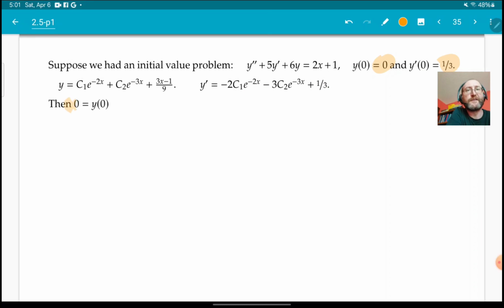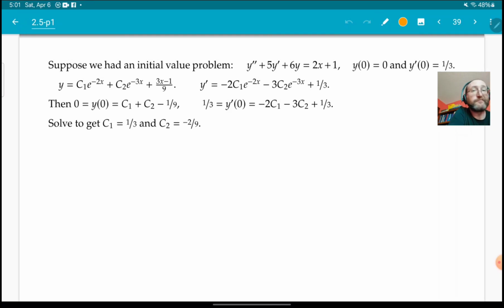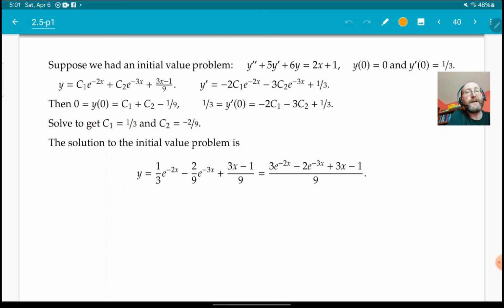So that we have y and y prime, and we plug in 0 in this case, and we set it equal to these numbers. So y at 0 is supposed to be 0. If I plug in 0 over here, I have c1 plus c2 minus 1/9. If I plug in 0 to y prime, I'm supposed to get 1/3, right? So if I plug in 0, I'm going to get minus 2c1 minus 3c2 plus 1/3. And so we solve. Do a little bit of algebra, you figure out that c1 is 1/3, c2 is minus 2/9.